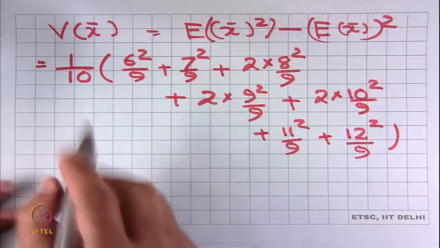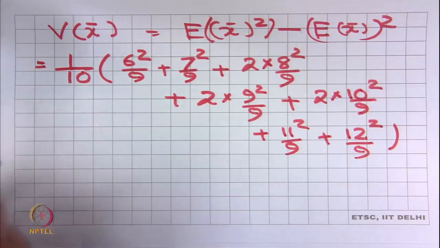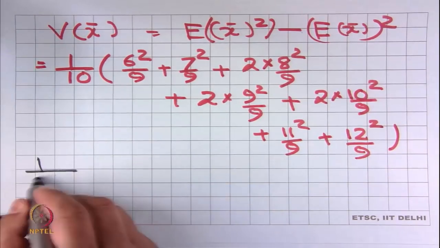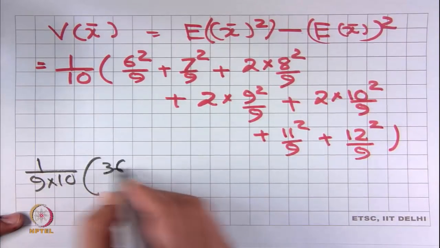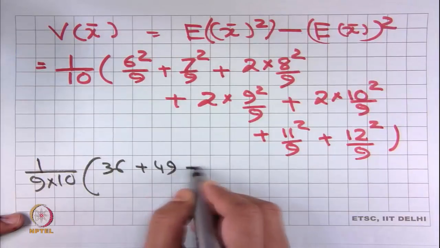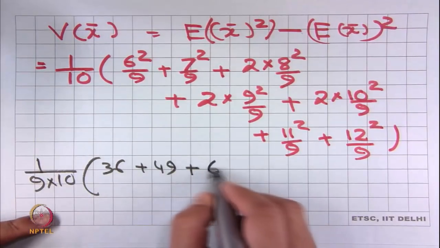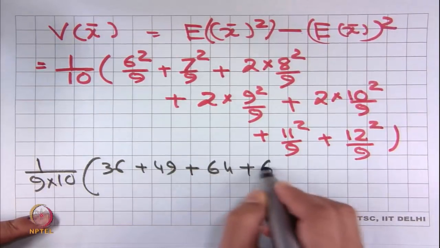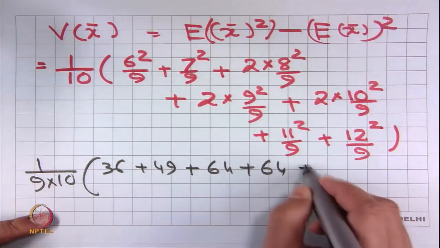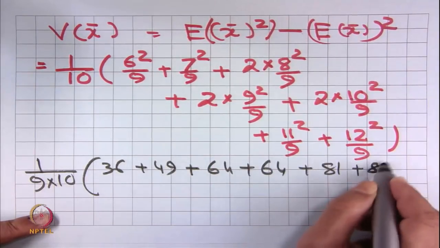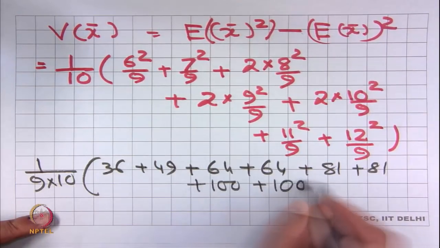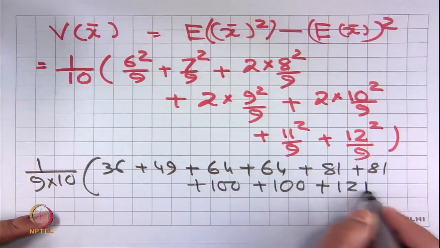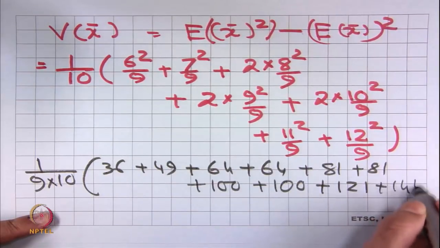Right. This is equal to, we can now calculate easily, 1 upon 9 into 10. 6 square is equal to 36 plus 49 plus 64 plus 64 because it is twice, plus 81 plus 81 plus 100 plus 100 plus 121 plus 144.